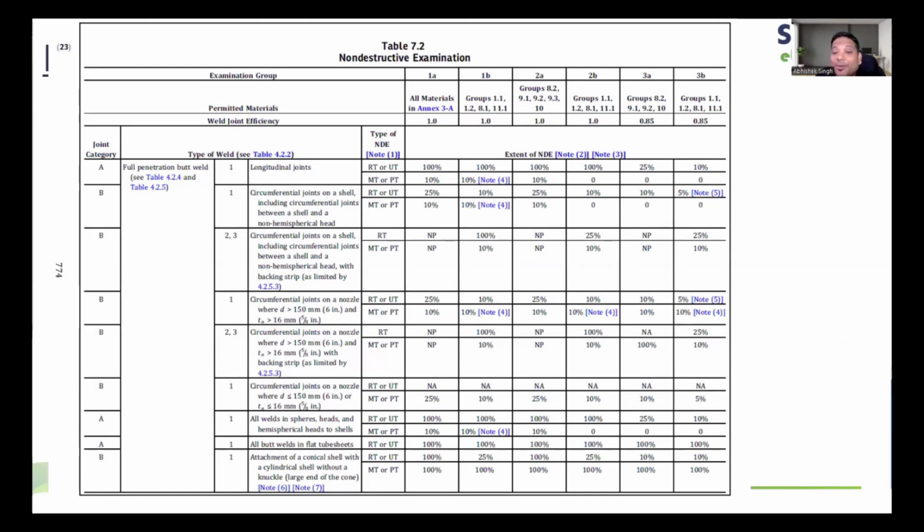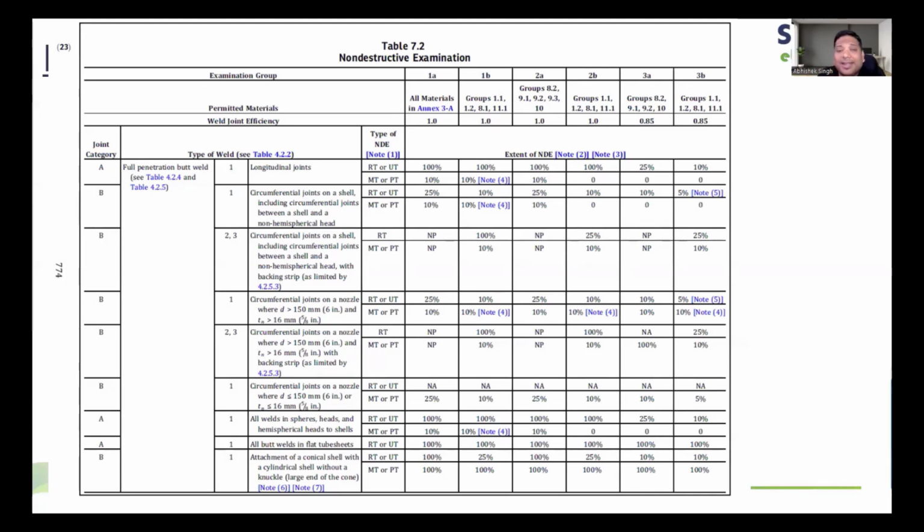non-destructive examination depends upon different groups. I'll not explain the examination groups in detail, because that is off topic and will require lots of time. But just to notice or remember, you can see there are multiple examination groups: 1B, 1A, 2A, 2B. You can have any of these. If I'm having 3A or 3B, your ND requirements will be much lower.